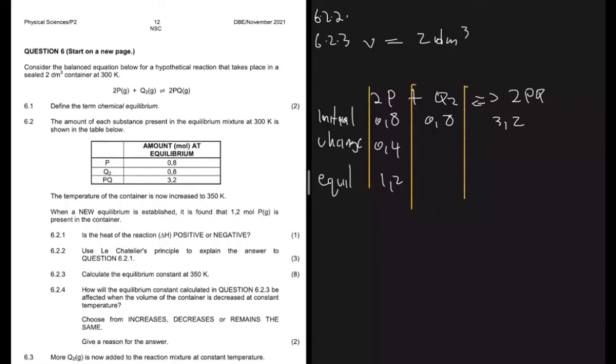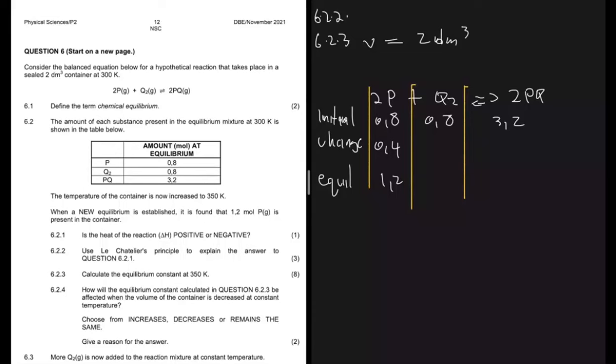So if you wanna find the change, you subtract final from initial. Only makes sense. You do the same in physics. If you wanna find the change, you subtract the final by the initial. So now that we know the change for P, we can use the balancing coefficients to find the change for Q and the change for PQ.